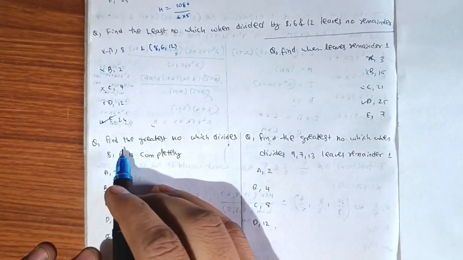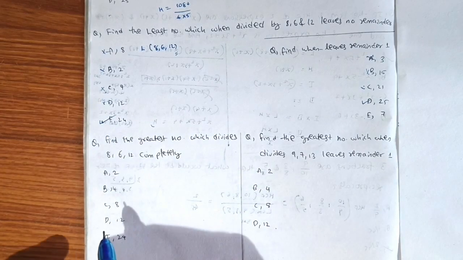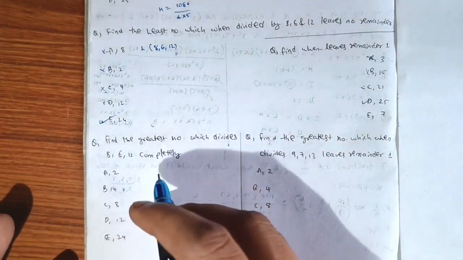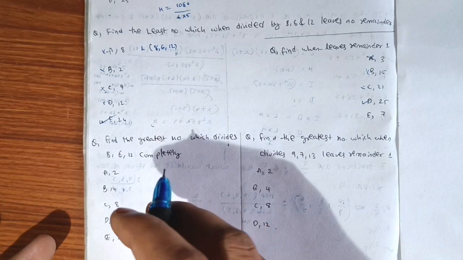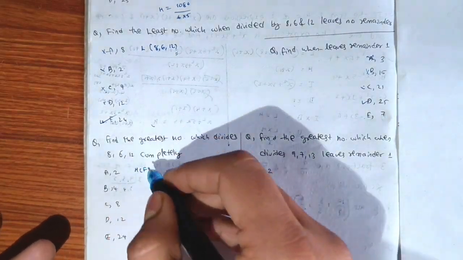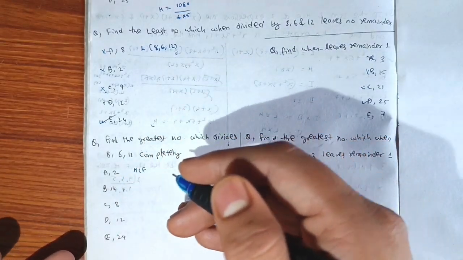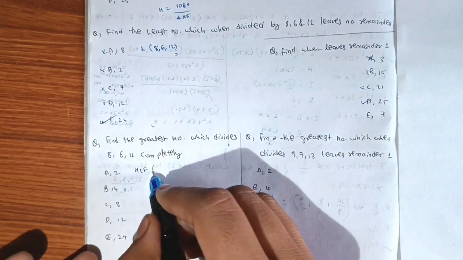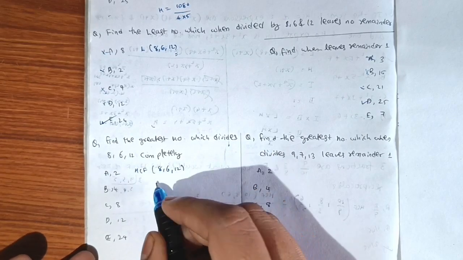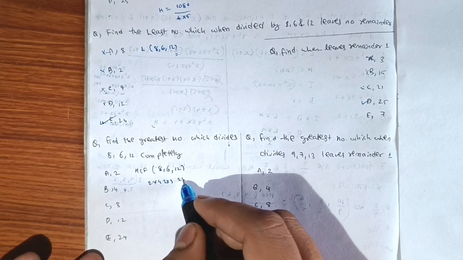Try out this question: find the greatest number which divides 8, 6, 12 completely. The greatest number which divides completely means we need to find the HCF, the highest common factor. In other words, we need to find the greatest number which divides the numbers. So the HCF of 8, 6, 12 is 2 only: 2 times 4 is 8, 2 times 3 is 6, and 2 times 6 is 12.